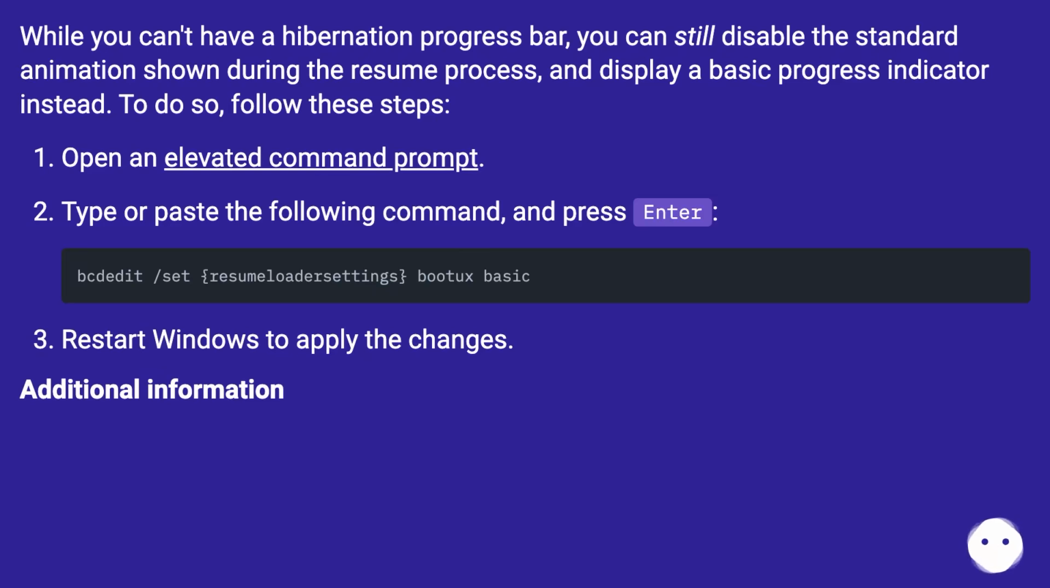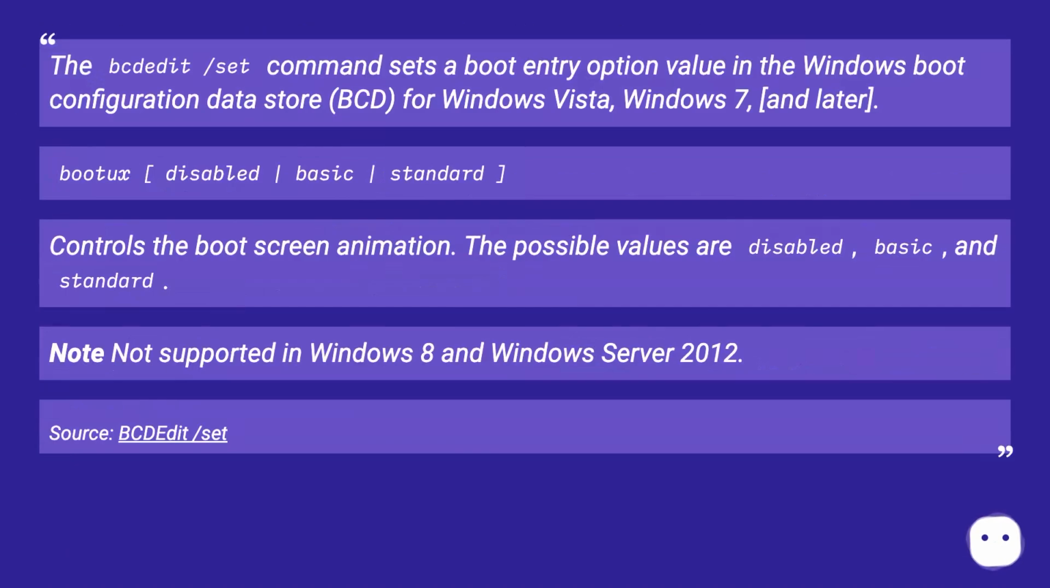Additional information. The bcdedit /set command sets a boot entry option value in the Windows Boot Configuration Data Store, BCD, for Windows Vista, Windows 7, and later. bootux, disabled, basic, standard, controls the boot screen animation. The possible values are disabled, basic, and standard. Note: not supported in Windows 8 and Windows Server 2012. Source: bcdedit /set.